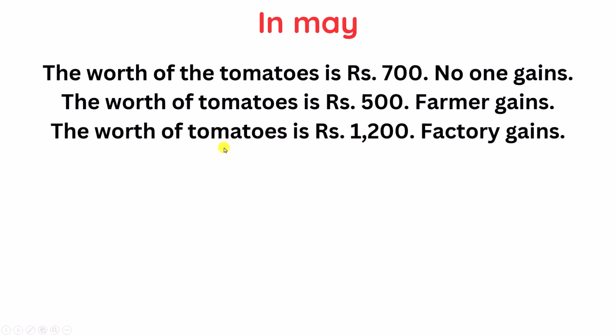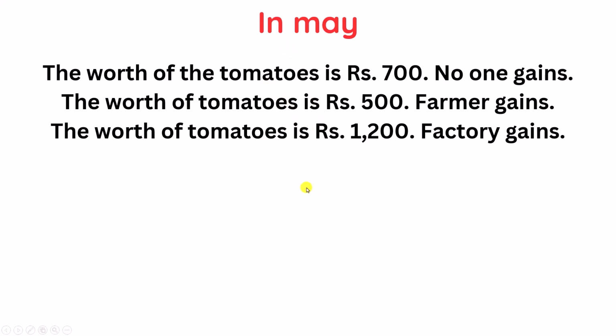The third case is the worth of tomatoes is rupees 1200, and so the factory gains in this case because they have entered into a contract saying that the factory will purchase at 700 rupees. So they only need to pay 700 rupees to get this much worth of tomatoes, and so the factory gains in this case. Okay, so these are the three possibilities that can happen in May.